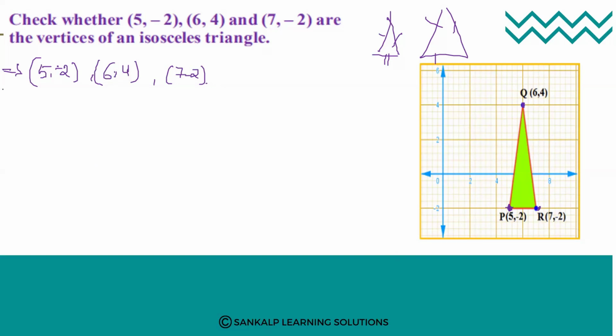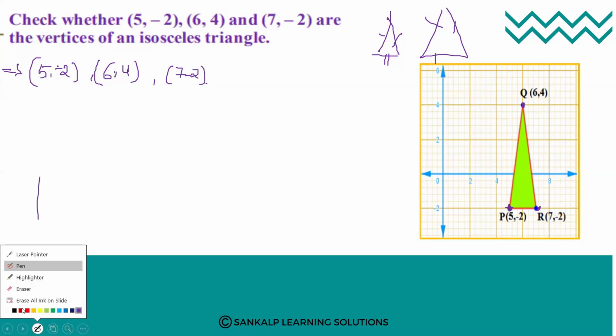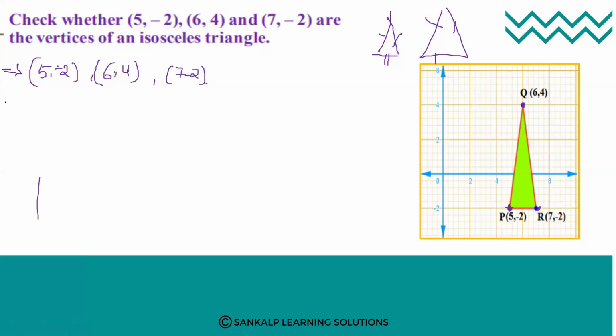So for that, first we need to check the distance between P and Q. Right? Distance between P and Q. For that, we know the formula. Distance formula is D is equal to square root of x2 minus x1 whole square plus y2 minus y1 whole square, right? So this is our distance formula. So first check the distance between P and Q.